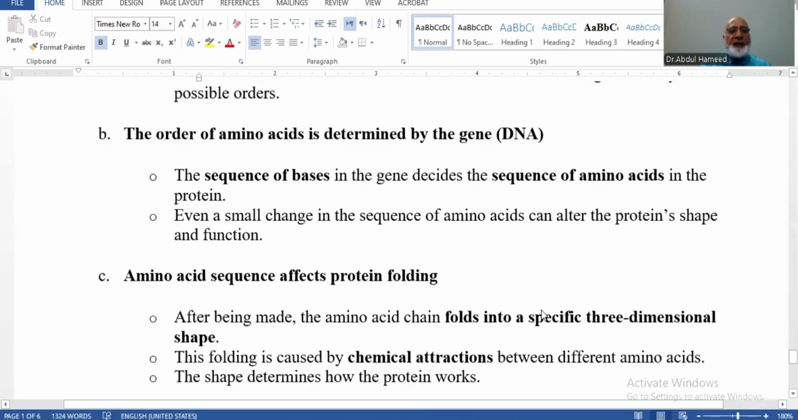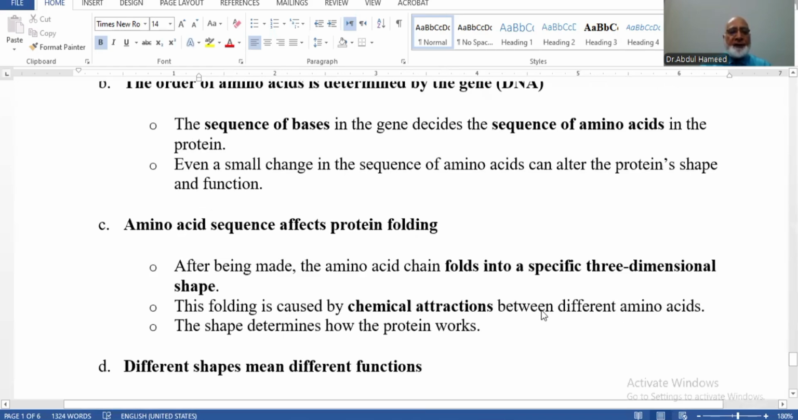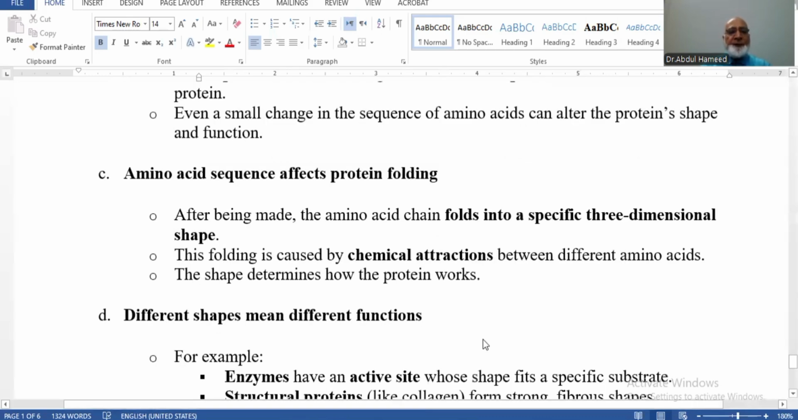Amino acid sequence affects protein folding. Now this is important. After being made, the amino acid chain folds into a specific three-dimensional shape, because the sequence of the DNA bases will determine the sequence of amino acids. The sequence of amino acids will determine the interaction between them, and the interaction will ultimately decide the shape. So this folding is caused by the chemical attraction between different amino acids. The shape determines how the protein works. Different shapes mean different functions.